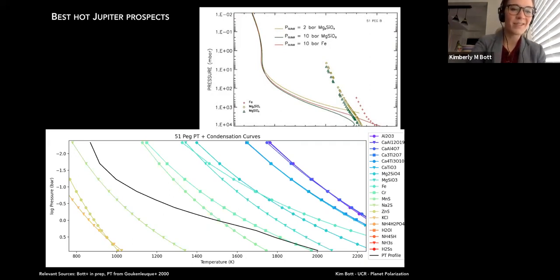So I also didn't realize that I had chopped off the top of the curve in this view. But basically for 51 Peg, as you move into the upper atmosphere, it kind of skirts this line for Na2S. So depending on whether or not that line crosses it, whether or not you have a cloud forming from that species, that might affect your polarized light signal for the planet. So if it has a very high cloud made from that, then that might produce a very strong polarized light signal.